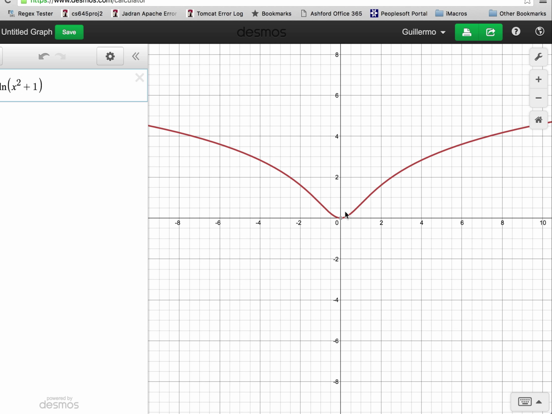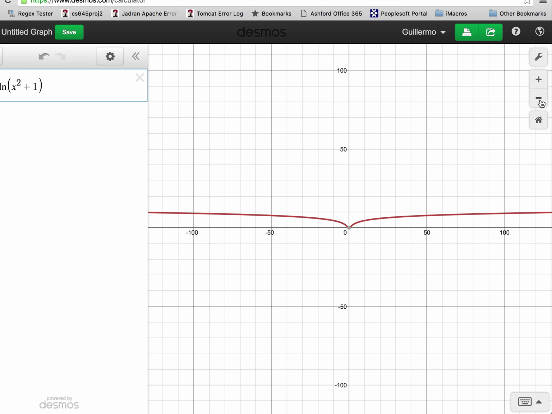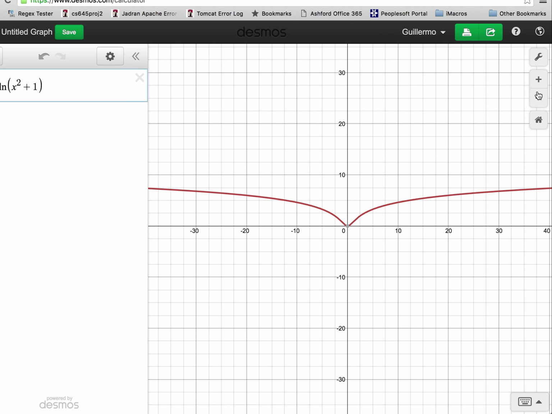All right. But there it is, right? So right about 1, the concavity changes, and then notice it kind of looks like there's a horizontal asymptote, but is there? No. It's just the rate at which it's increasing just keeps getting smaller and smaller, but it still goes to infinity.